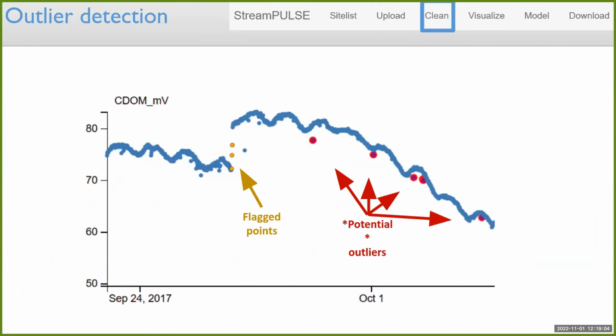It also has a built-in outlier detector that's supposed to aid with the flagging process. It is by no means infallible, so do not rely on it, but it can be helpful for identifying points that need to be flagged.